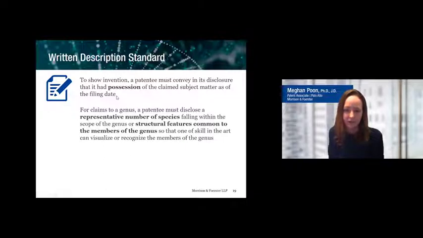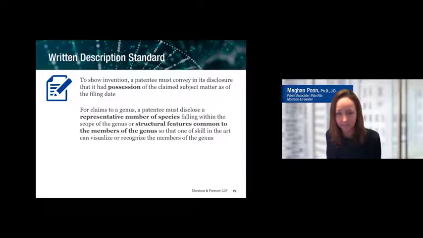So I sort of alluded to this earlier, and the next topic is the written description standard, which has really become a bit of a thorny issue, and in particular in the United States. So in order to show invention, a patentee has to convey that it had possession of the claim subject matter as of the filing date. And again, this is really a US law, although there are some corresponding laws in other jurisdictions as well.